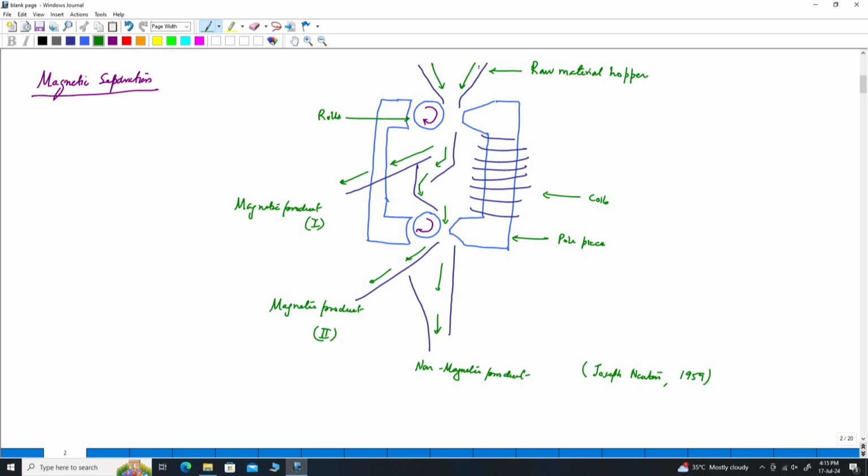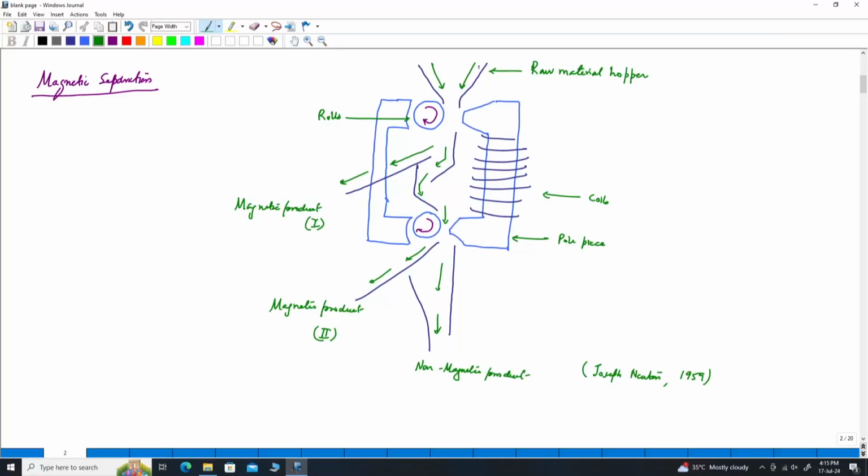Now, what we see here is we have different products: magnetic product 1, product 2 and non-magnetic products. This is fairly important in separating out the magnetic materials, the metals that behave differently to magnetic fields of different intensities. So the susceptibility, how they behave to different magnetic fields, is what we are expecting to target.